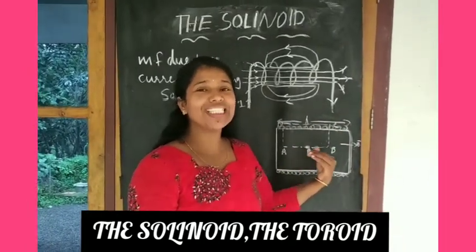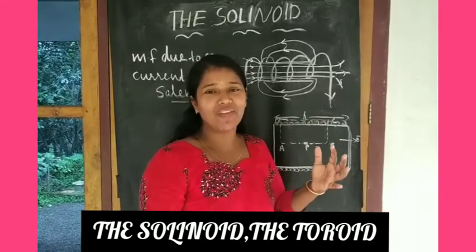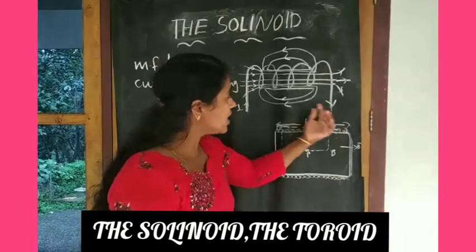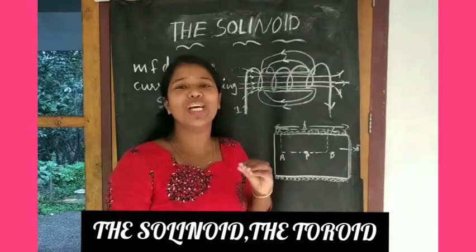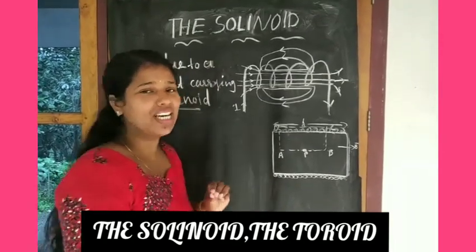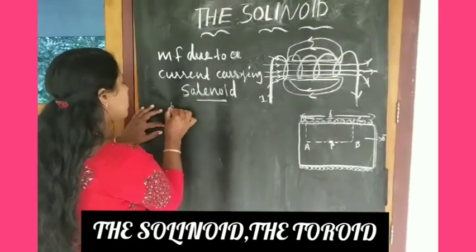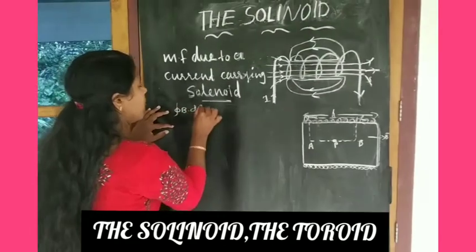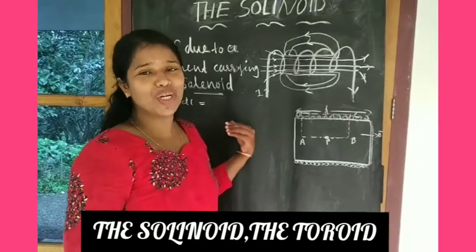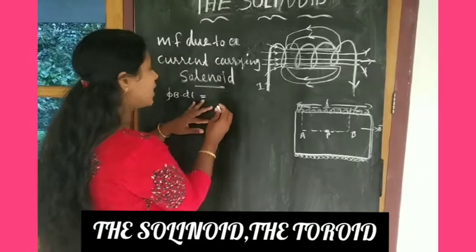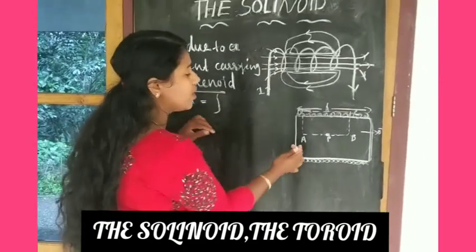We know that inside the solenoid the magnetic field is uniform. Outside the solenoid the magnetic field is very weak, so we are not considering it. Then how do we calculate this magnetic field? We have to calculate the closed integral of B dot dl. According to Ampere's circuital law, we have to calculate this B dot dl.